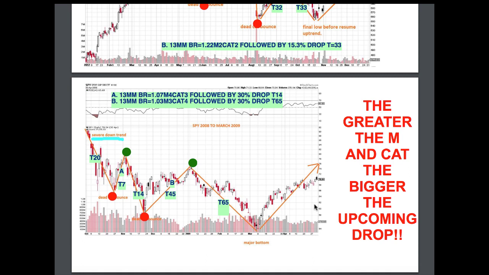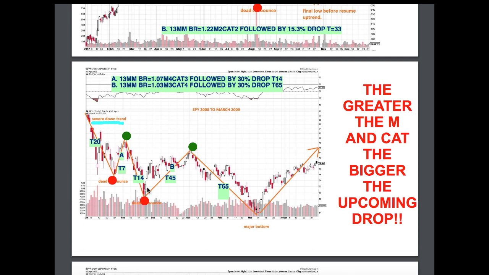So here's an example of SPY. All right, we've got the pre-existing conditions of an actual severe downtrend. Remember the two conditions I was explaining in the beginning of the video. This one is the market is already downtrending. We've got a pre-existing condition of a downtrend.